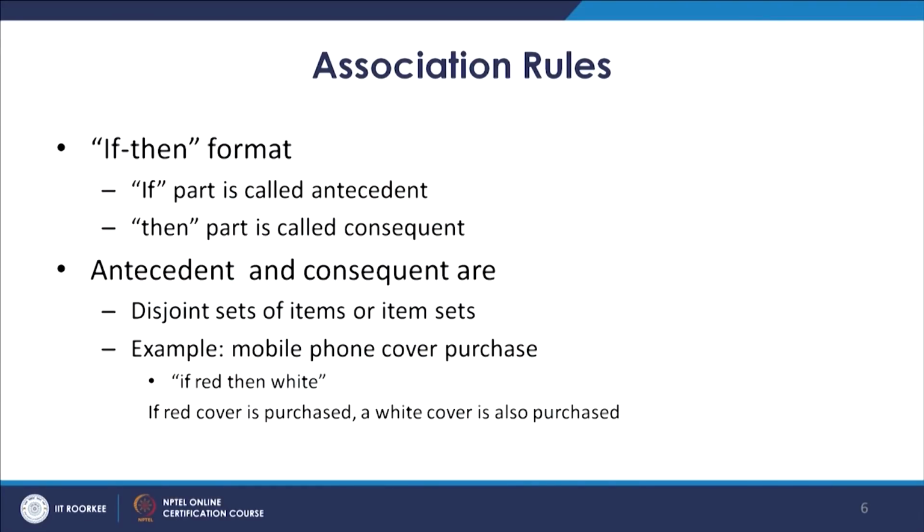So, as you can see through an example. So, if mobile phone cover purchase example, so you can see if red then white. So, this essentially means if red cover is purchased, a white cover is also purchased. So, here the antecedent item set is having just one item, that is red cover, and the consequent item set is having just one item, that is white cover. So, the antecedent and consequent items, they are disjoint, they have no items in common. Essentially, we are trying to say that if a particular item is being purchased, another item is also being purchased.